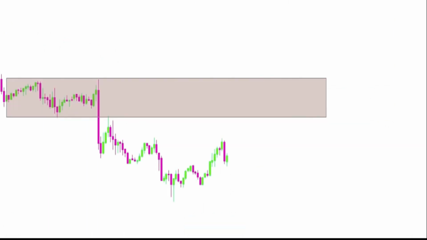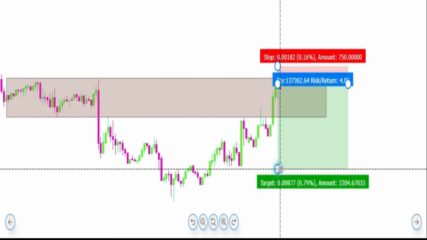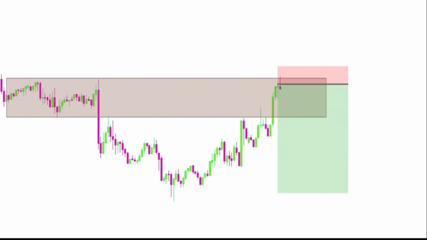Now we would wait for the price to come back to the supply zone in order to initiate our short trade into the market. We can see the market coming back to the supply zone, and which is why we would initiate our short trade from this point. We would place our stop loss above the supply zone and keep our targets 3 times the stop loss. And as you can see, we ended up making a profitable trade into the market.